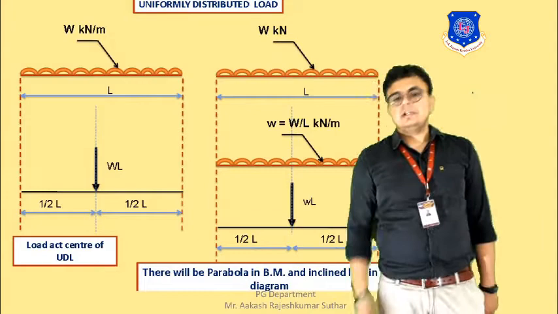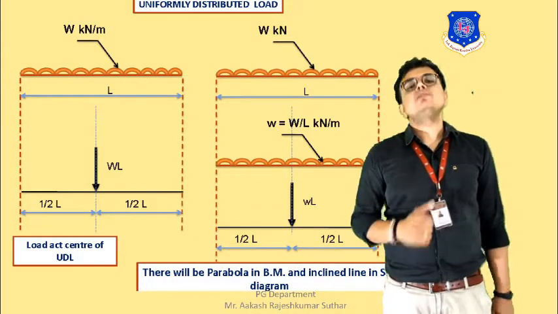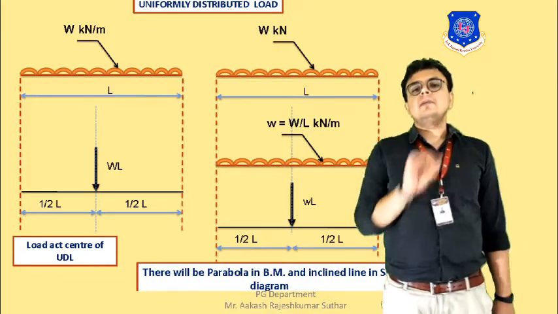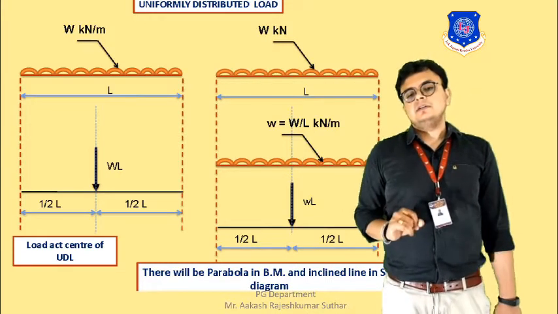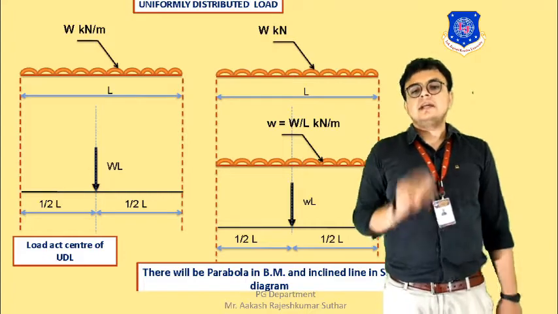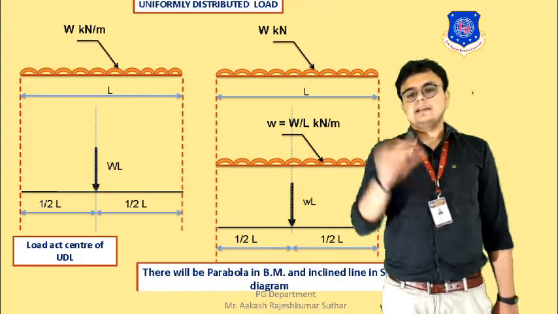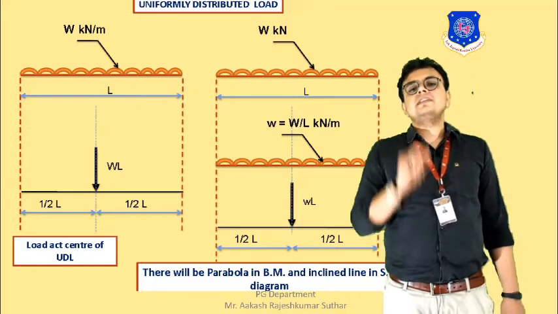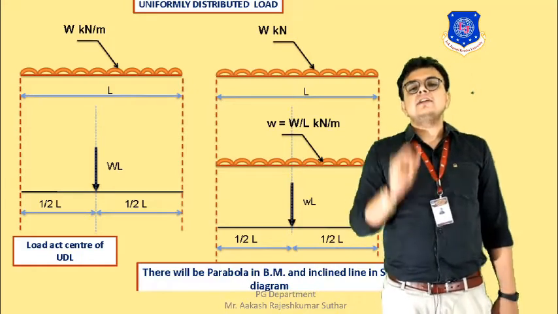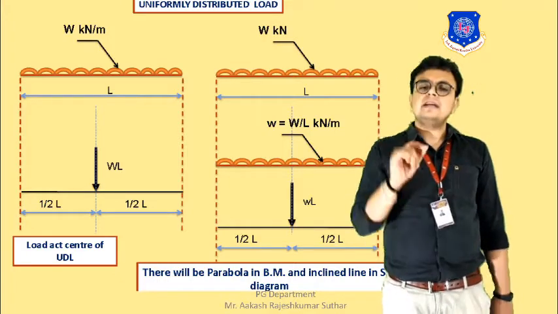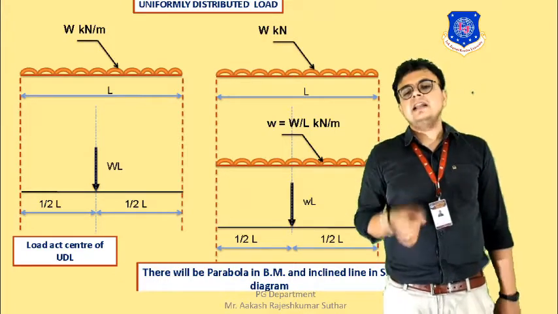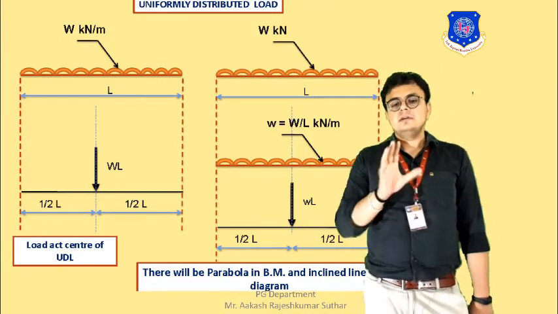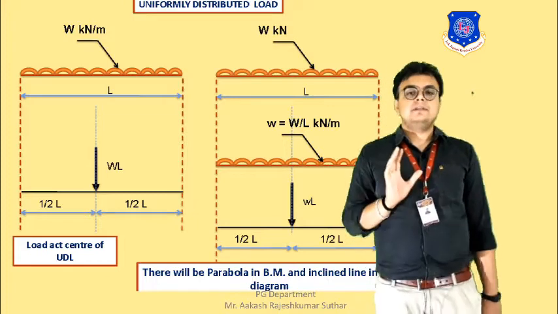Now you can see over here that we have the UDL, which has an intensity of capital W kilonewton per meter. If we want to convert it, we have to multiply it by the length L. By multiplying W with L, we get the concentrated point load that will be acting at the center only, at half the length of L. The load will be acting at the center in a UDL.